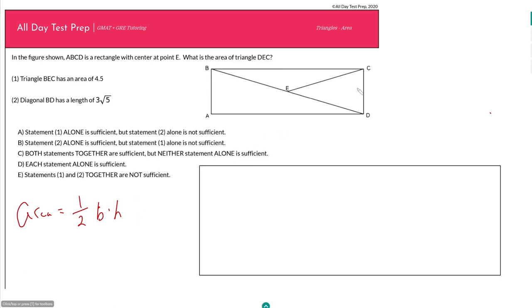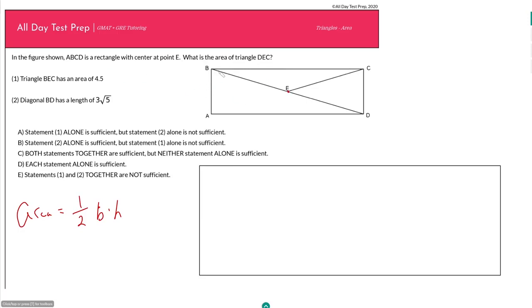In the figure shown, ABCD is a rectangle with center at point E. What is the area of triangle DEC? So that is this triangle here. They don't give us much information from our prompt here, but let's just use our knowledge of triangles and rectangles to label what we do know. So what do we know about rectangles? First they tell us this is the center here. And then they tell us that we have a rectangle.